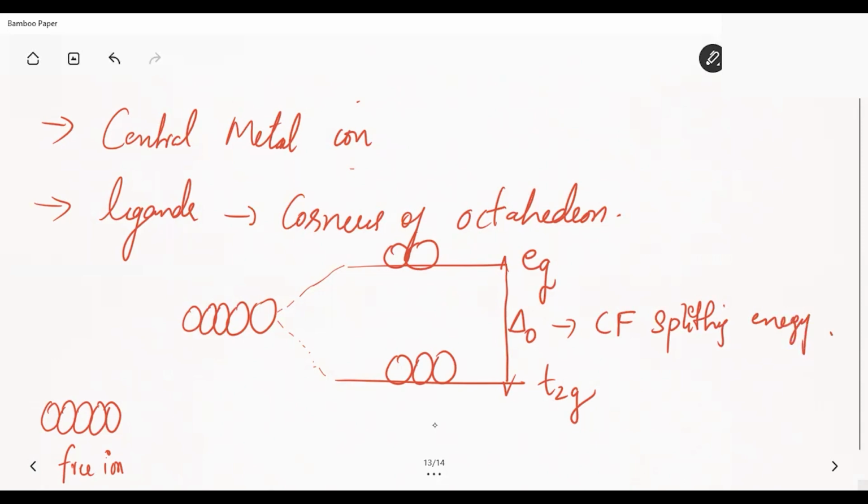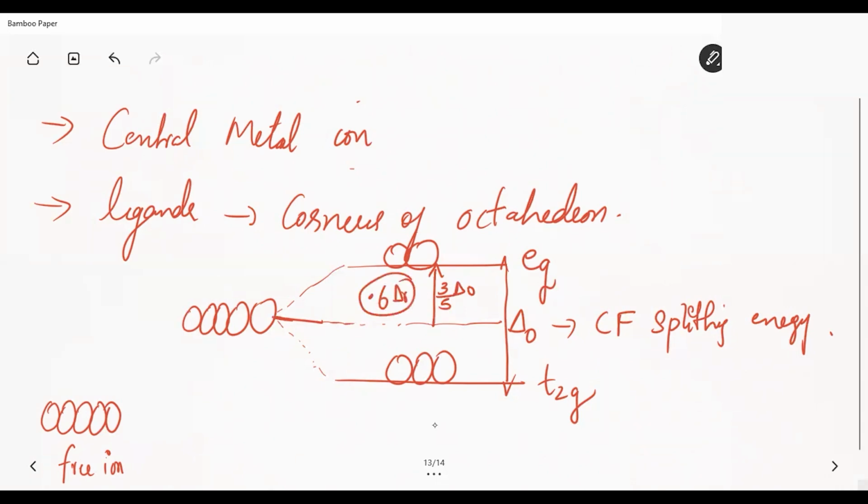Okay, and one more thing you have to understand: the energy of these two Eg orbitals will increase. How much is it increasing? So this is the base. How much is it increasing? It is increasing by about 3 by 5 of delta O. Okay, 3 by 5 of delta O, that is about 0.6 delta O.